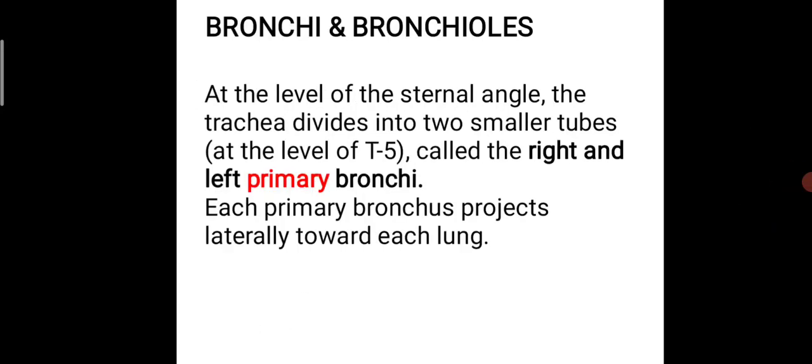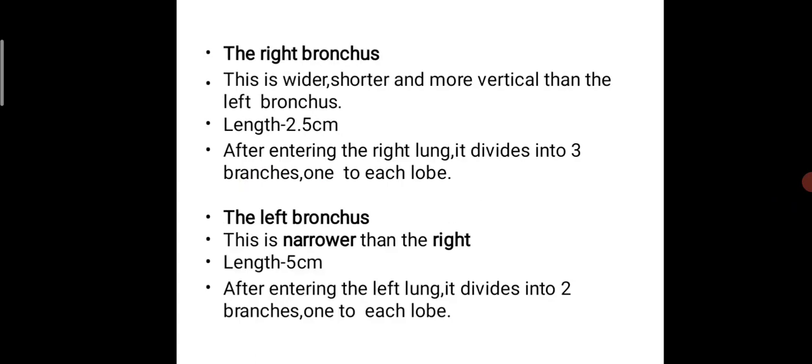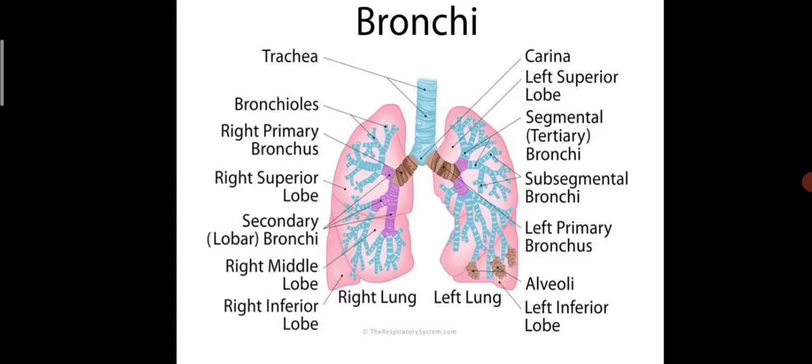Then the next part is bronchi, bronchioles, alveoli. This forms the bronchial tree, because it looks like a tree, so it is named the bronchial tree. The right bronchi involve 3 bronchioles, and the left bronchi involve 2 bronchioles. See here, the trachea bifurcates into 2 bronchi, and these are subdivided into 3 bronchi in the right lung and 2 bronchi in the left lung.